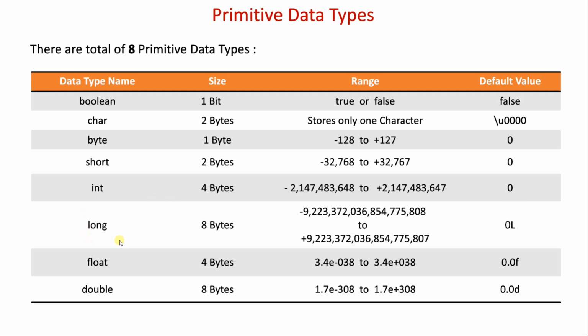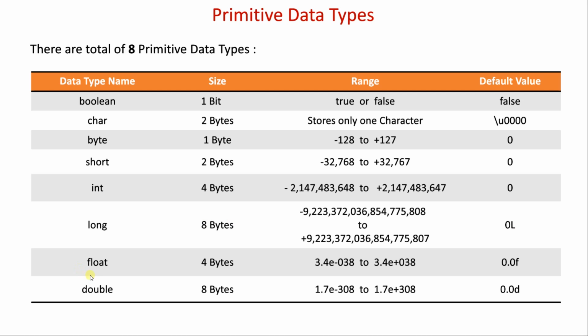And coming to this long data type, it occupies 8 bytes of memory and it can store this much of integer value on the negative side and this much of integer value on the positive side, and the default value assigned is 0. This capital L indicates it is long data type.